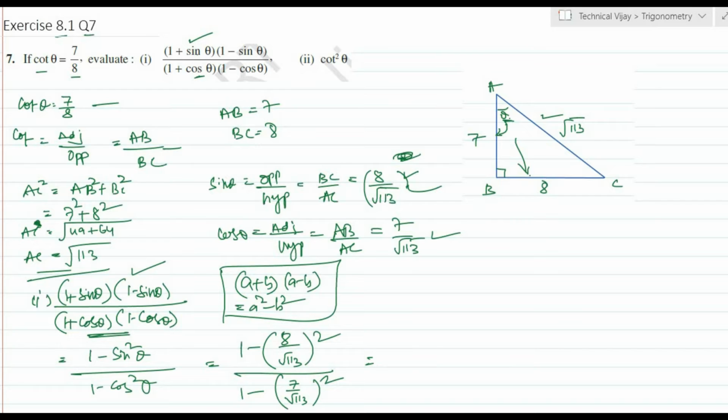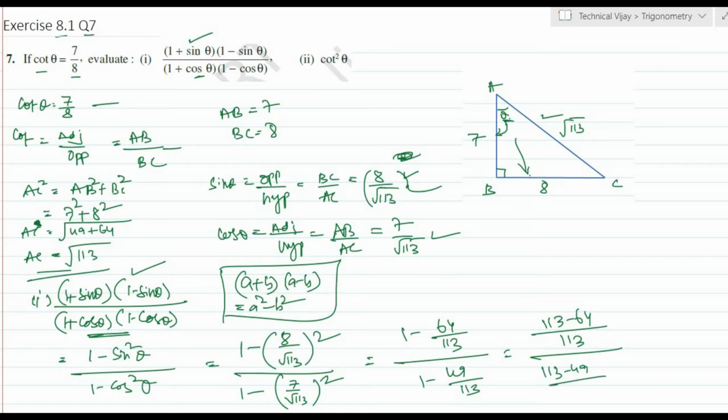So here this square, 1 minus 64 divided by 113, and here 1 minus 49 divided by 113. So LCM you can take 113. So 113 minus 64 divided by 113, minus... 113 minus 49 divided by 113. So this cancels. So here 113 minus 64 is nothing but 49, and this is equal to 64. So 49 by 64. Okay. So this is the value for this one.